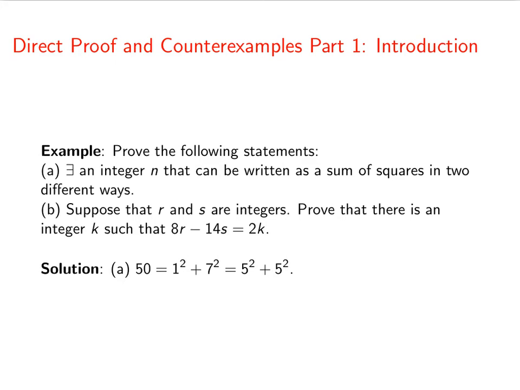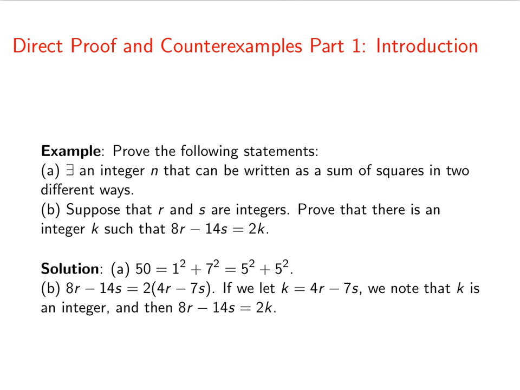In part A, we can just demonstrate it. We want to find an integer n that can be written as the sum of squares in two different ways. Here we go. 50 can be rewritten as 1 squared plus 7 squared, and then in a different way as 5 squared plus 5 squared.